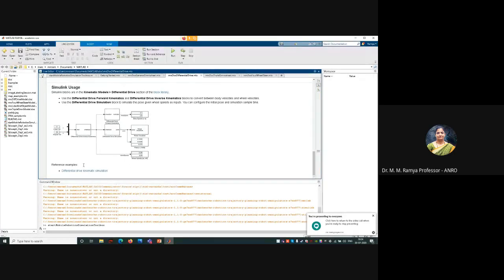We are actually going to represent the entire program in the form of a model, right? I'm trying to open the differential drive kinematic simulation now in Simulink for us to actually see how this model is going to function. So far, what we have done is try to develop a program, write some piece of code in order to make it functional, isn't it?